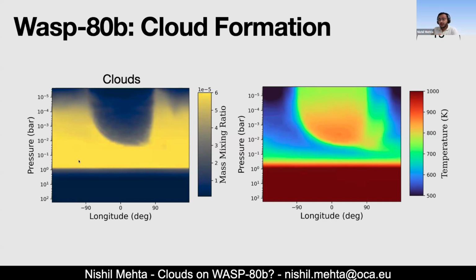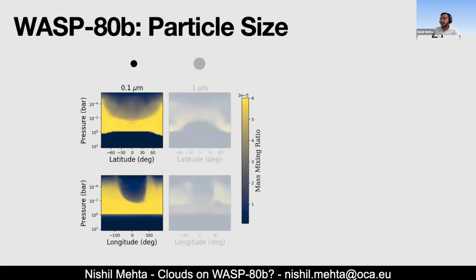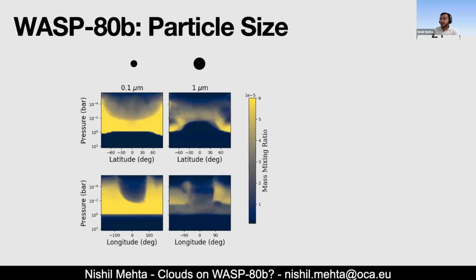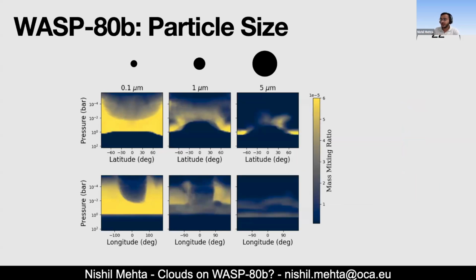And to implement clouds in the GCM, we assume a log normal distribution of the particle size. And for this log normal distribution, we have to give the GCM a mean particle size. So we started with 0.1 micron clouds, and we increased the particle size. And we saw that when we increase the particle size, the clouds started settling down in the atmosphere. Now, this is the expected behavior when we increase the particle size.